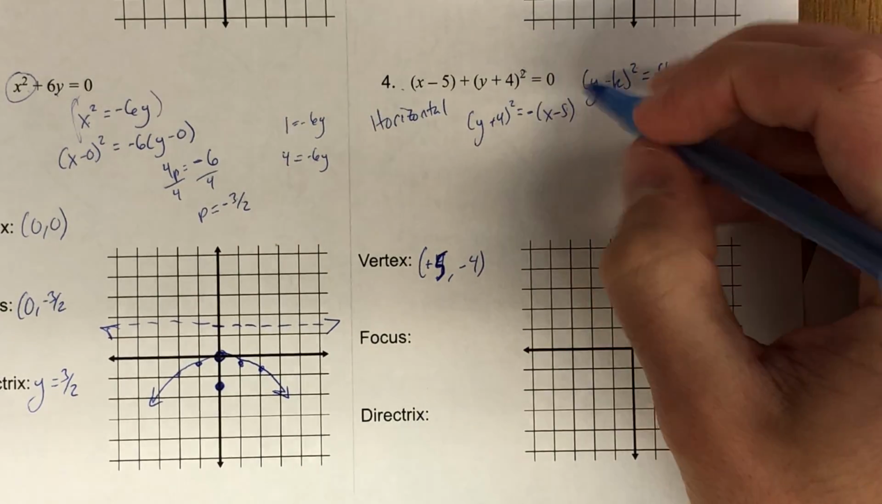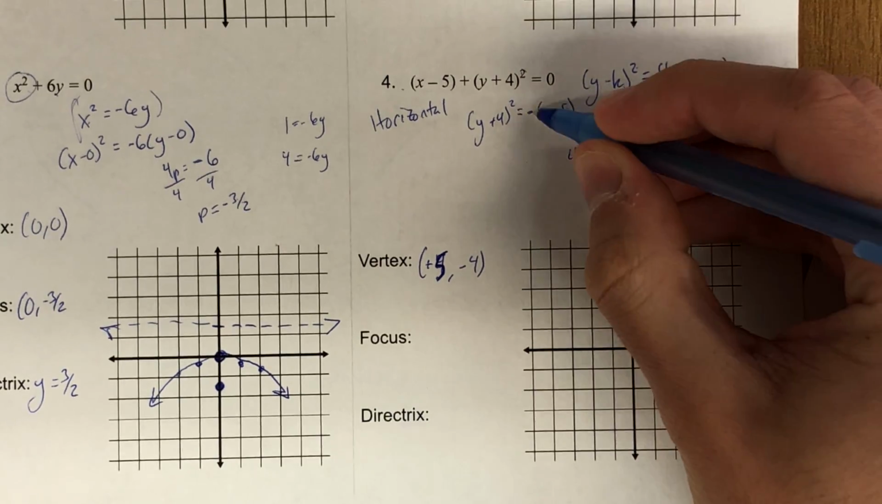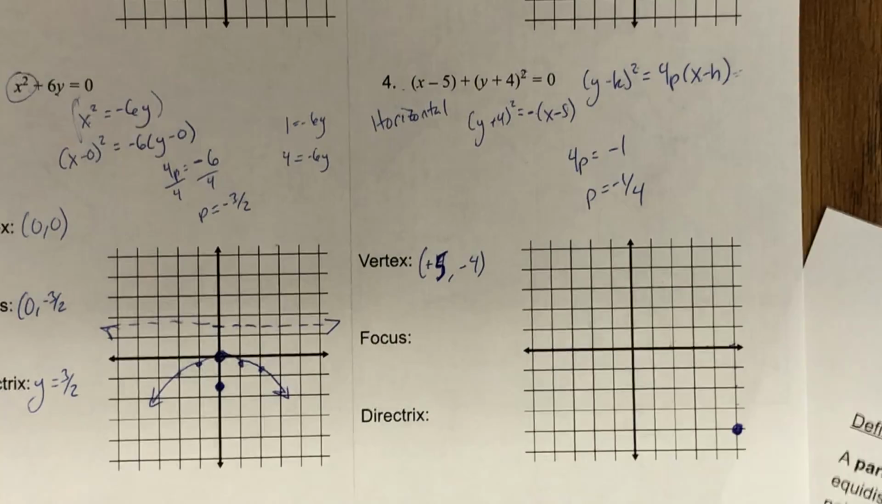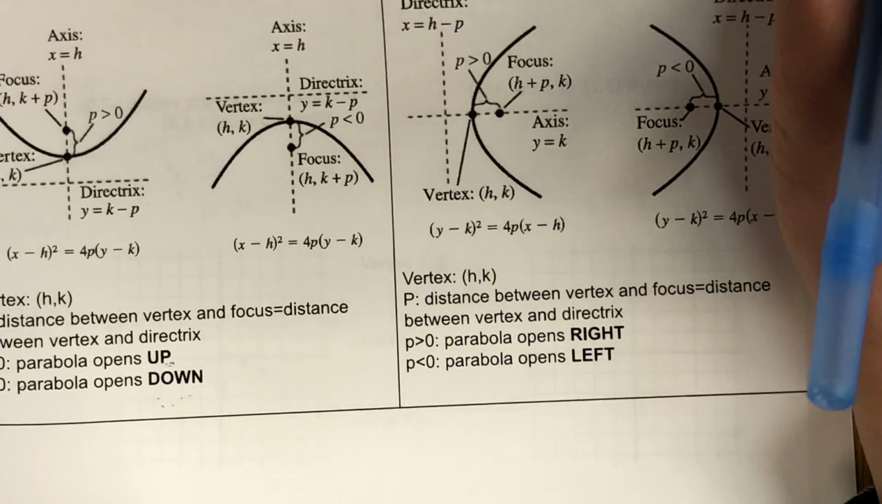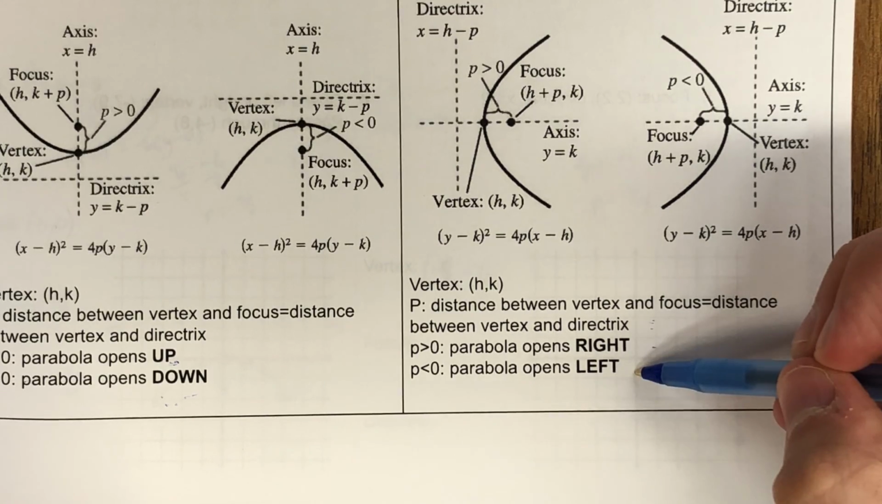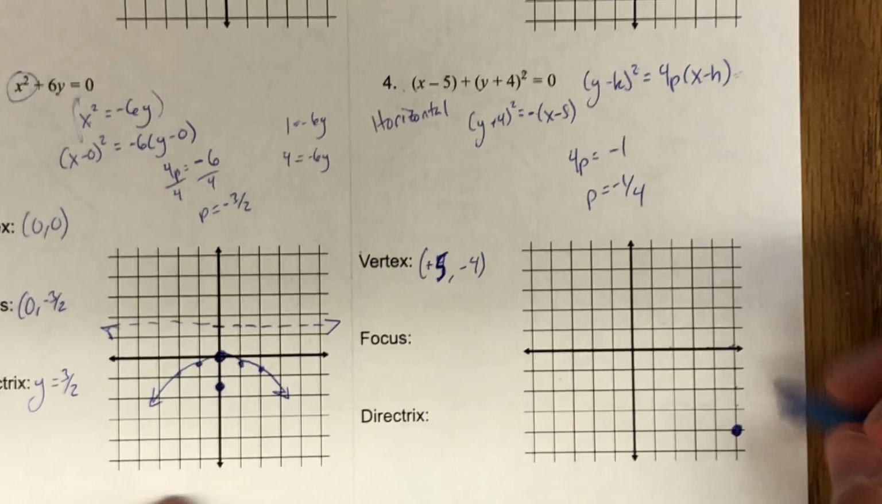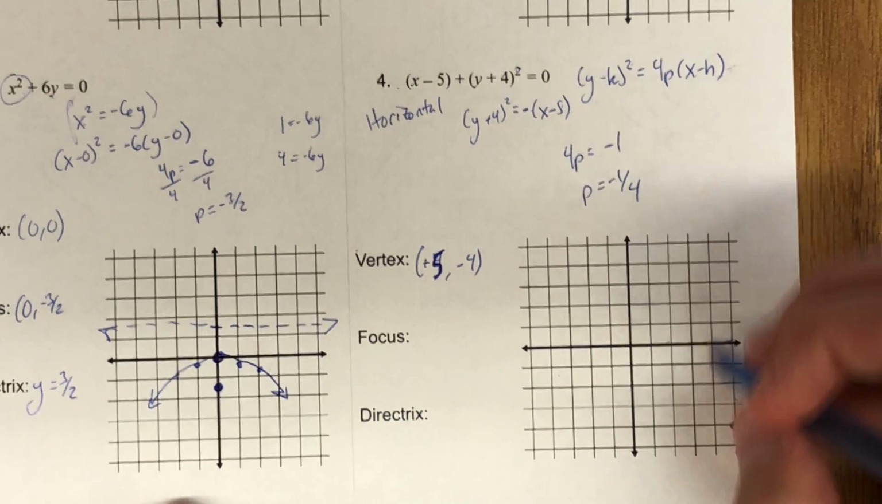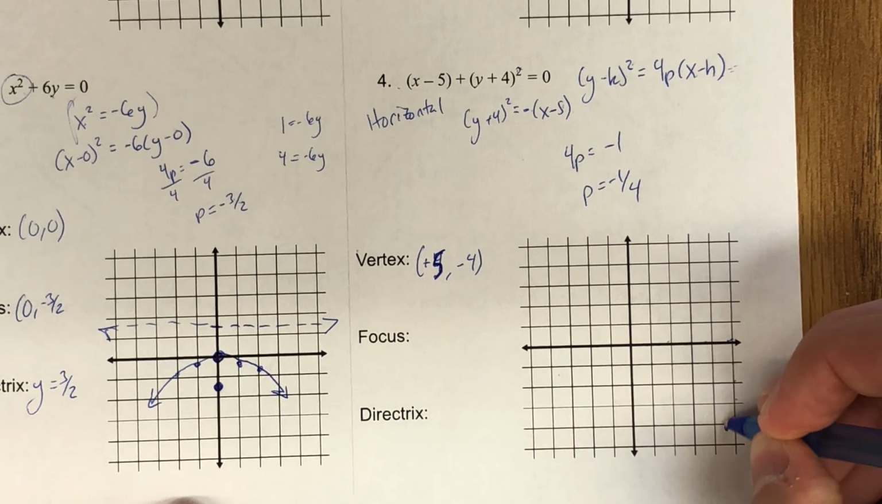Next, let's figure out our p-value. So we have 4p equals -1, so p is -1/4. So let's think about what that means. With our horizontal parabolas, if p is positive, it opens to the right, negative to the left. So it's going to open up to the left, so that means our focus will be to the left, a distance of 1/4.